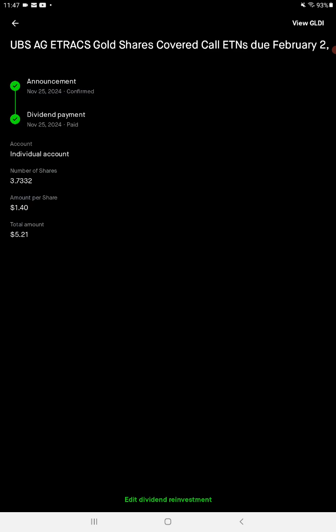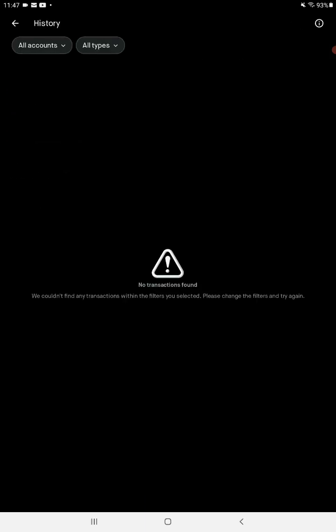GLDI, for y'all that want to own gold but don't want to physically own it. This does options, covered calls on gold. This is a Credit Suisse ETN, exchange traded note. 3.73 shares, $1.40 a share this month, $5.21. GLDI right now, this stock's probably above $140. It's the highest one out of the three Credit Suisse ones.